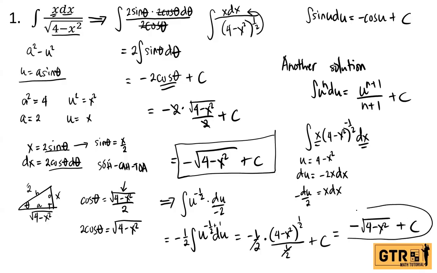So same answer using two methods, trigonometric substitution and u to the n du. Okay? Or yung power rule. So same answer tayo, negative square root of 4 minus x squared plus c.